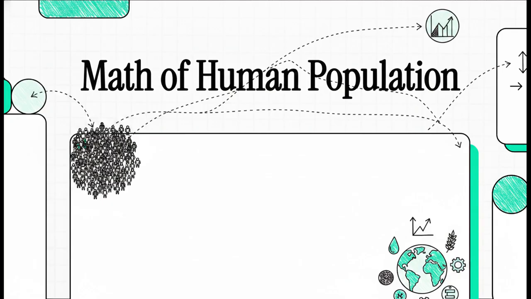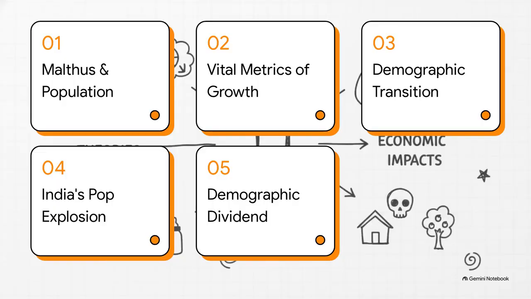Today, we are going to unpack the wildly fascinating, sometimes terrifying, and honestly, ultimately hopeful math of human population. We're going to dig into the hard data and some classic historical theories to understand exactly how populations grow, why they occasionally just explode, and what all of this means for our collective future. Okay, let's dive right into this.